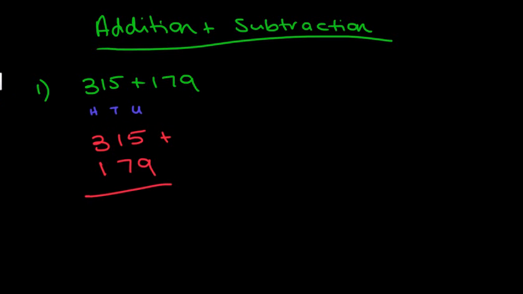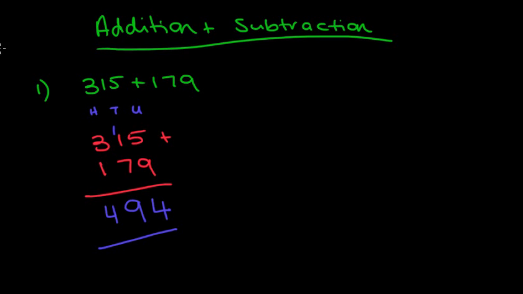So what we're going to do now, we're simply going to add the columns. So we've got 5 plus 9, which I prefer to do the other way, 9 plus 5, I find that easier. So 9 plus 5 makes 14. We need to carry that 1. That makes it 7 plus 1 is 8, plus 1 is 9, and 1 plus 3 is 4. So we get our answer of 494. Again, quite straightforward.